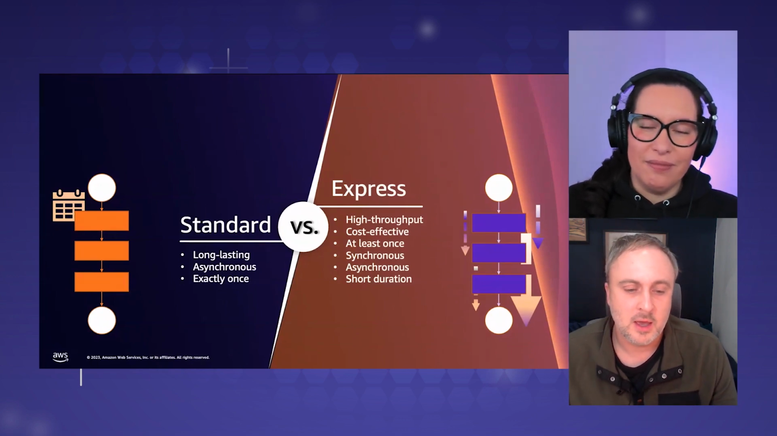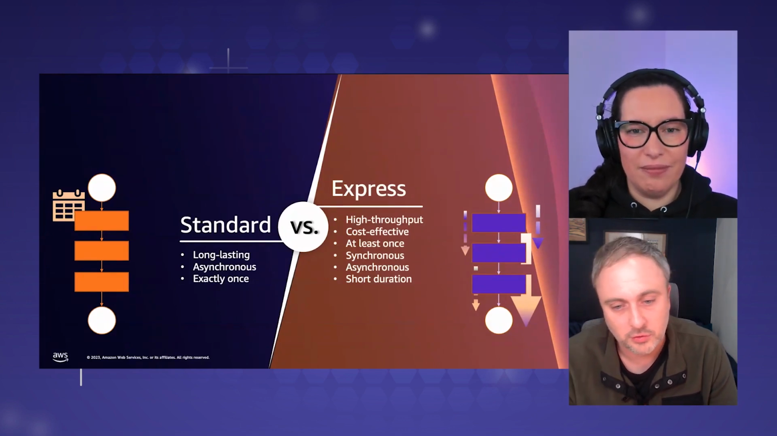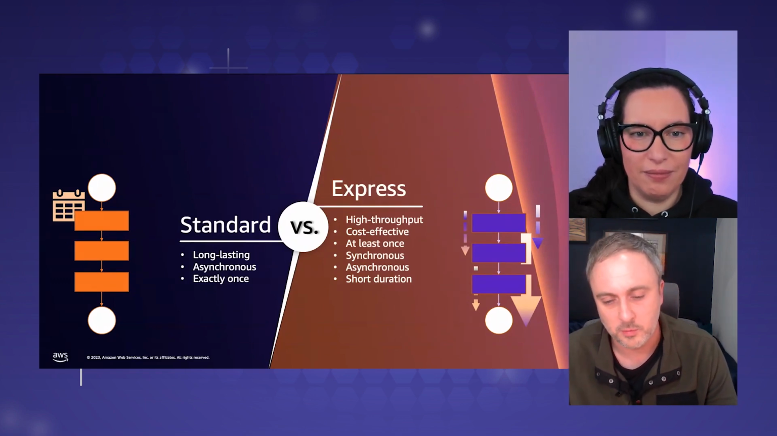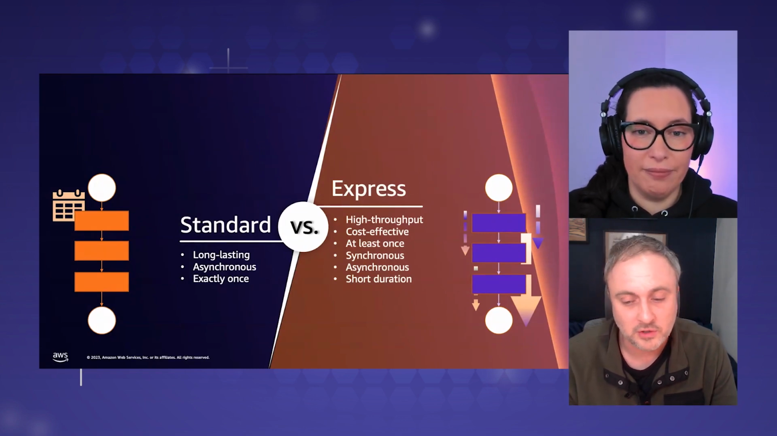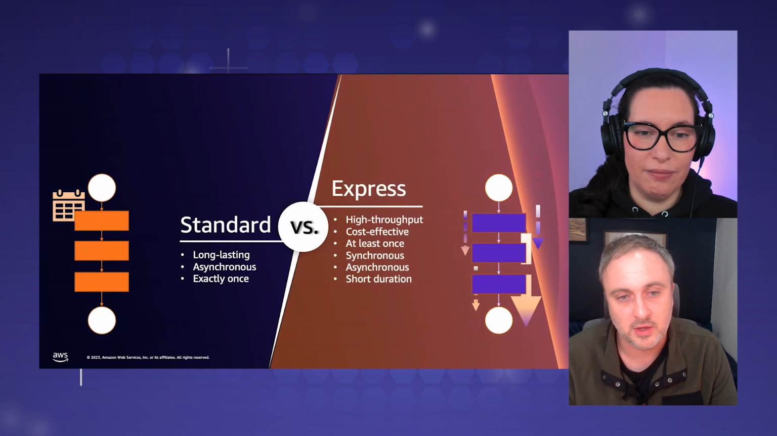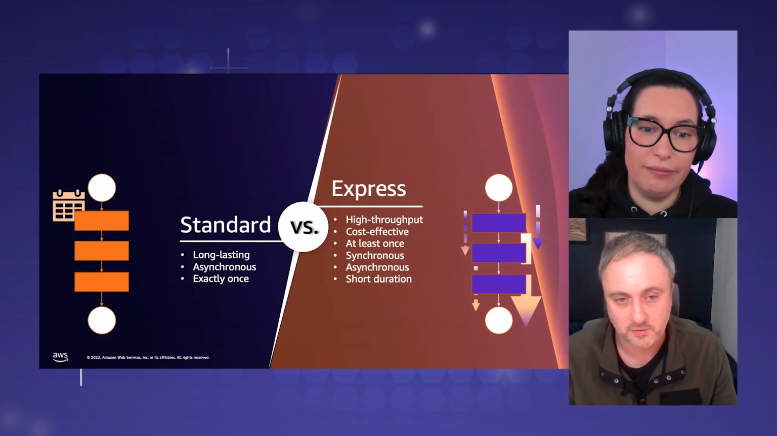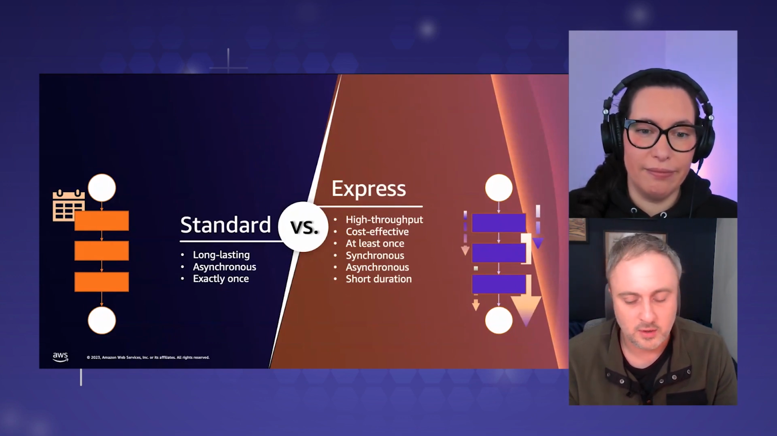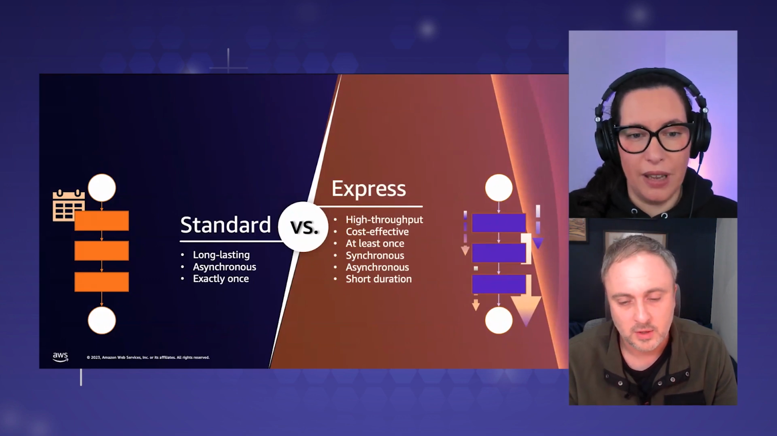Express workflows have a much higher throughput, so they transition through states much faster. They have a totally different billing model, which I'll show you in just a moment. They have an at-least-once execution model, so there is a chance you'll get duplicate invocations with the same payload. So what you'll have to do is make sure the steps in your express workflows are idempotent. So if you run it with the same input, you always get the same result.